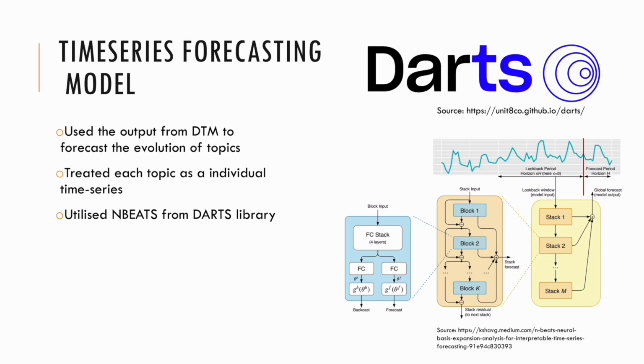The second model that I implemented was a time series forecasting model. It is based on the darts library, which makes time series forecasting easy in Python. I utilized the N-BEATS algorithm, which is a state-of-the-art algorithm in time series forecasting. The output of the dynamic topic modeling can be interpreted as a unique time series for each topic throughout the entire time frame. Using those, I perform a multivariate time series forecasting.